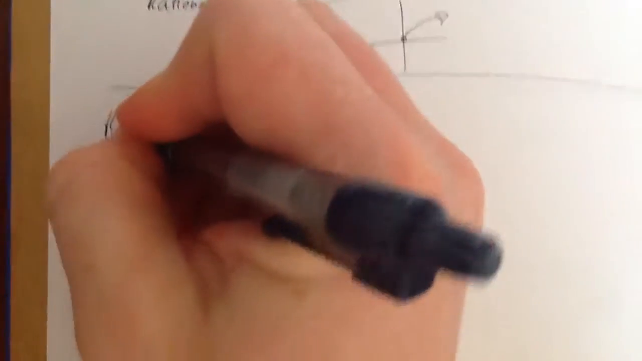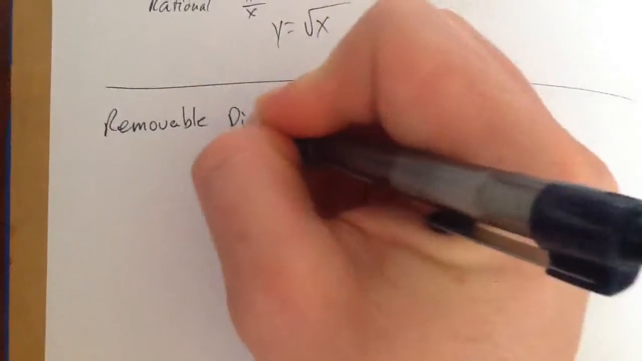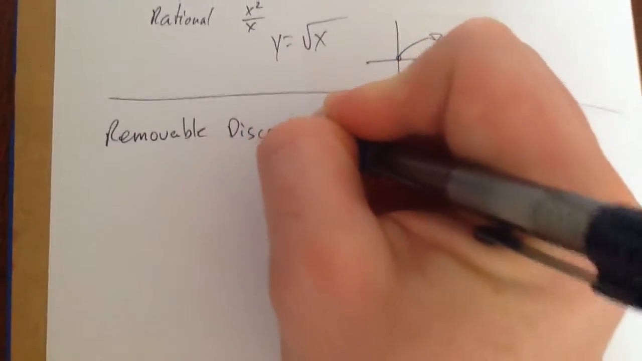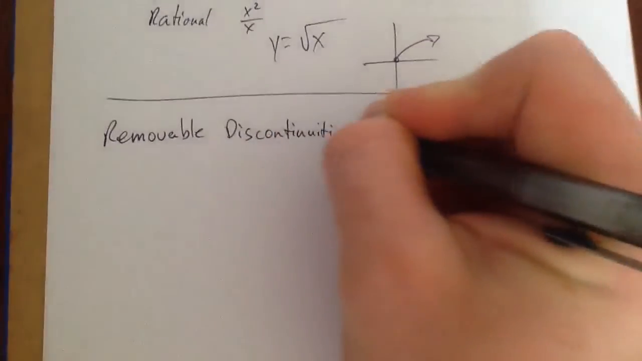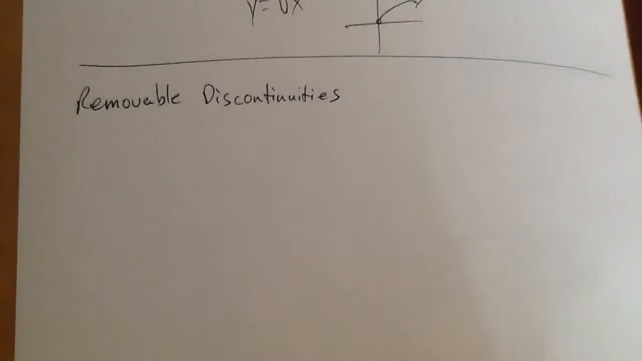Let's see, where's my notes? What I want. So I said we're going to talk about removable discontinuities. Removable. I don't even know how you'd spell that. Oh, that's good.